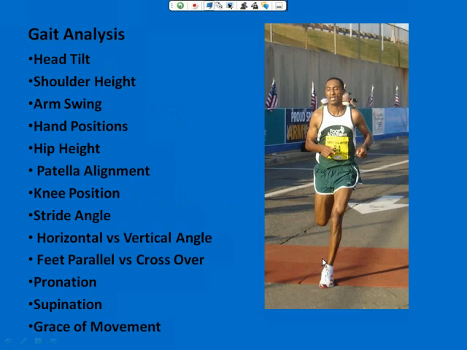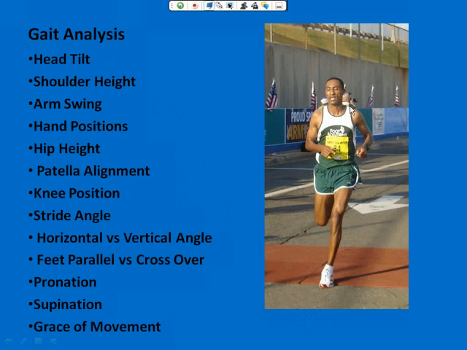So during the gait analysis, I'm looking at head tilt, and this is stopped at a frame. I'm looking at the head tilt in the positioning. I'm looking at the sternum and where his head is located relative to the sternum. You want the runner to be right over the sternum, not leaning left or right at the neck.